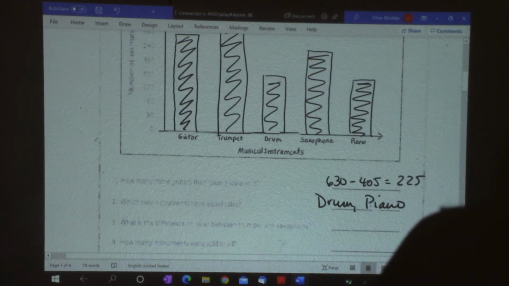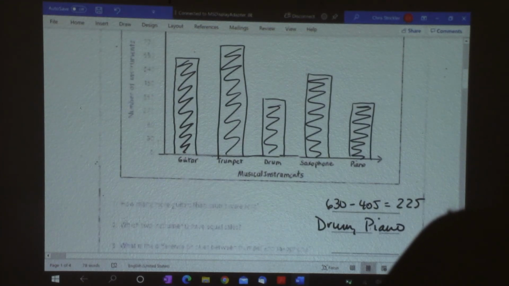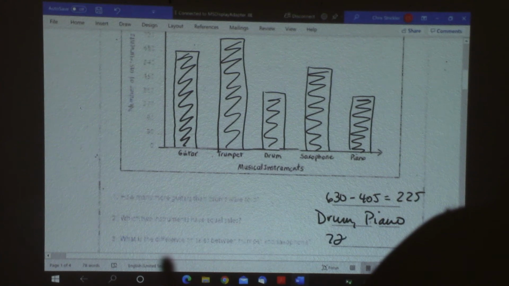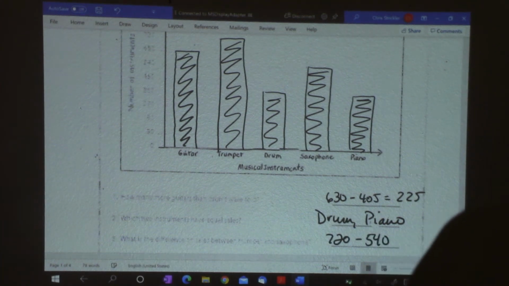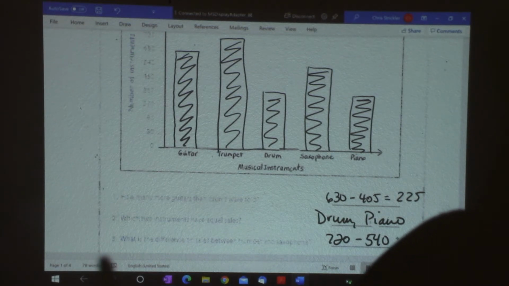What is the difference between trumpets and saxophones? So that would be 720 minus the saxophone, which is 540. And that is 180. Okay.